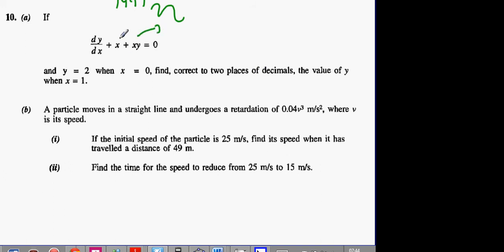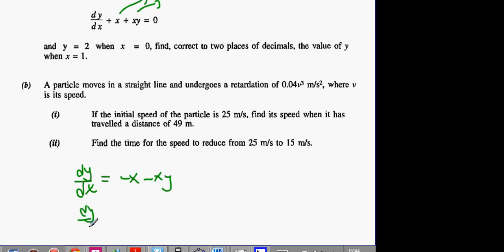So what we're going to do is move both of these over to one side. So we're going to get dy/dx equals minus x minus xy. Next thing we're going to do is factorize out the minus x. So we get dy/dx equals minus x into 1 plus y. Cross multiply the dx up and the 1 plus y down, because you're only allowed to have one variable on each side. Okay, so it's going to be 1 over 1 plus y dy equals minus x dx.